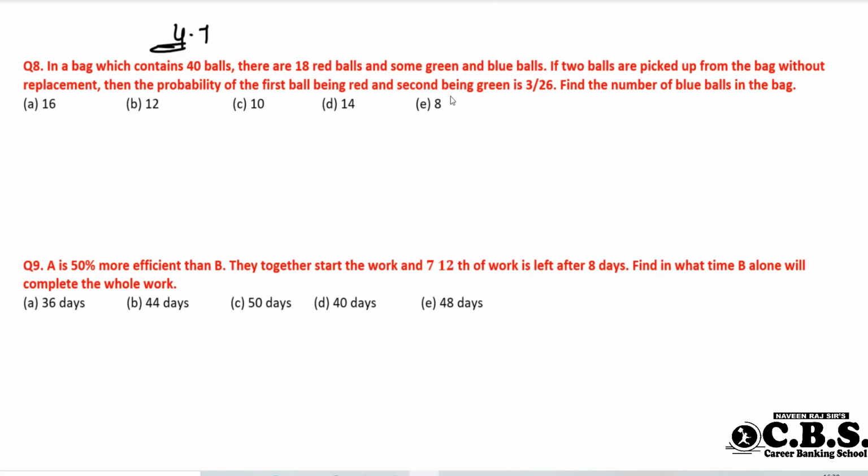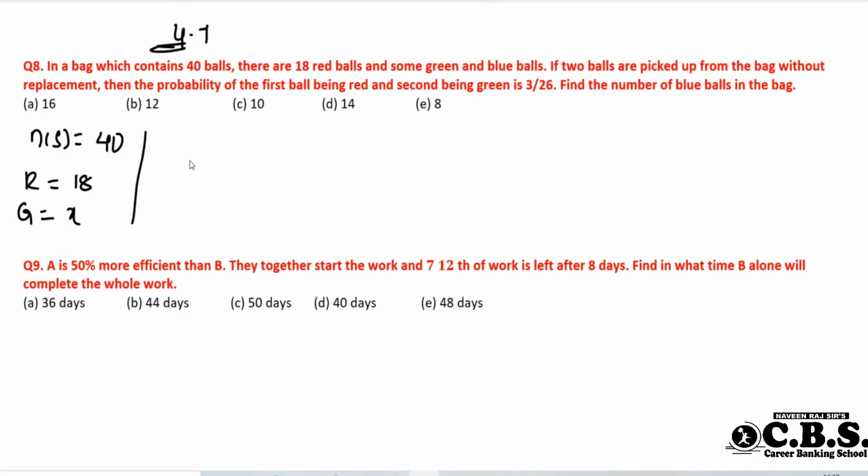Okay, so there are totally how many balls? So n(S) is equal to how much? It is 40. And red balls, how many? 18. Next, green balls, let it be x value. For ease of answering the question, let it be x.